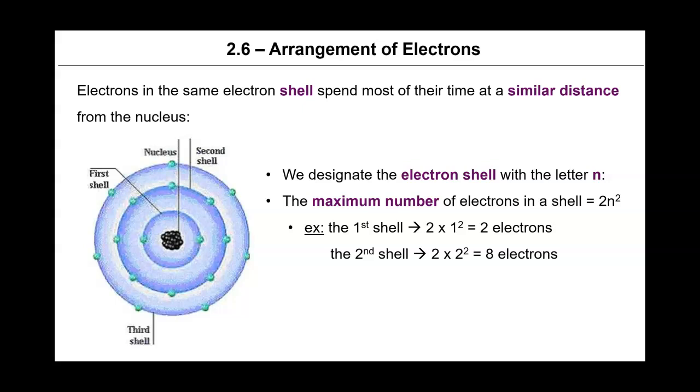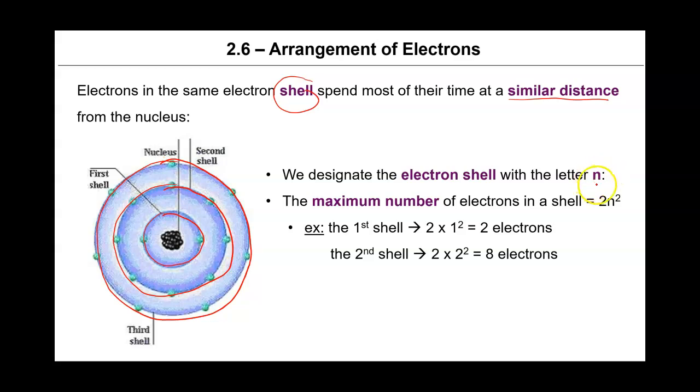So electron shells correspond to layers of electrons. Electrons in the same electron shell spend most of their time at a similar distance from the nucleus. So the first shell, nice and close to the nucleus, this is the lowest energy electrons. The second shell, the layer that is further out, these have higher energy. And the third shell, even further out still.